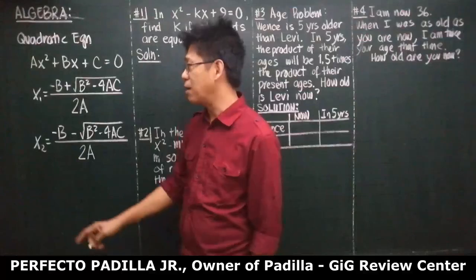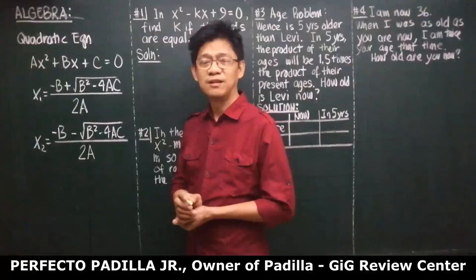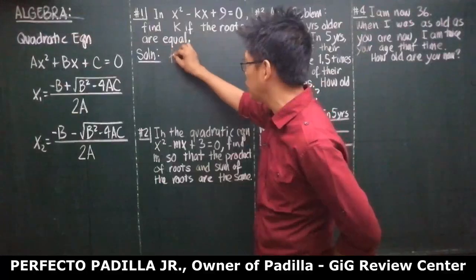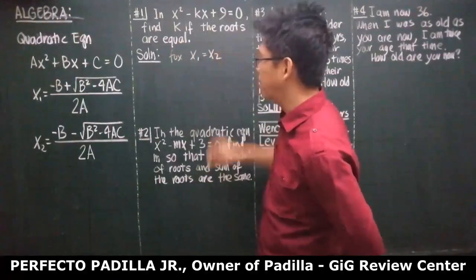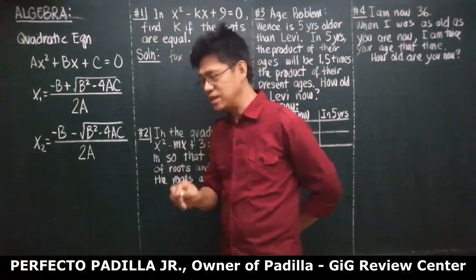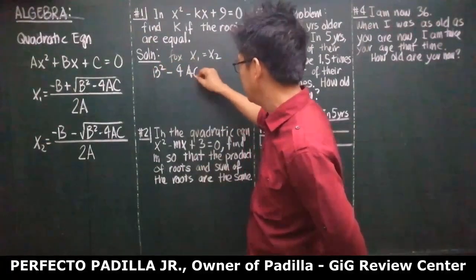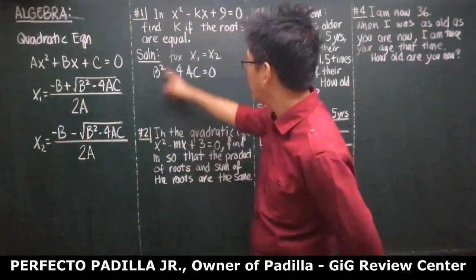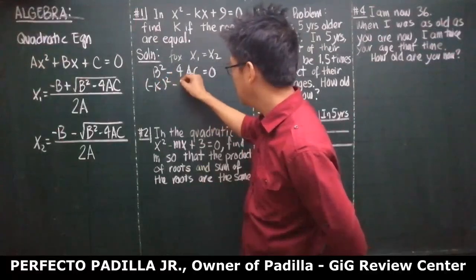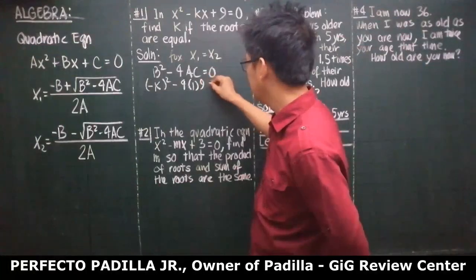Okay? Kasi, ang magiging roots minus b over 2a. Right? Naintindihan? So, the condition for x1 to be equal to x2, dapat this quantity, the one inside, called the discriminant, is 0. So, dapat b squared minus 4ac is equal to 0. Now, ang b dito is minus k. So, quantity squared minus 4, the a is 1 and the c is 9, is equal to 0.